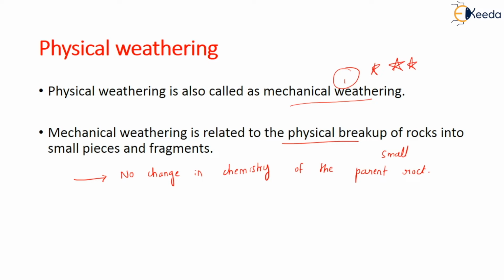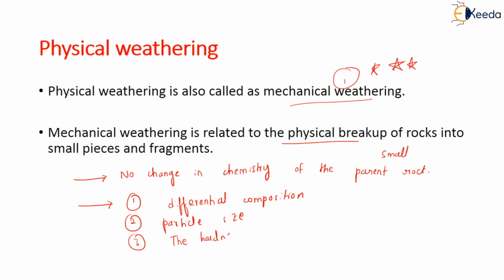Also, the physical characteristics of rock influence the processing of the physical weathering. Here, the characteristics may be differential composition, particle size, the hardness, and degree of cementation. These are very important. What are the characteristics? Four characteristics: differential composition, particle size, the hardness, and degree of cementation.